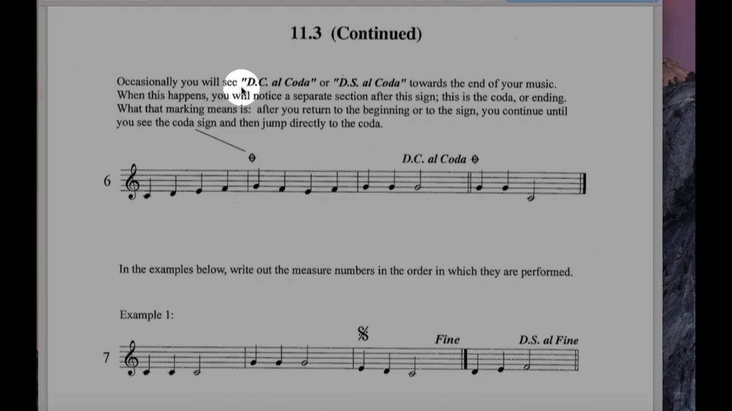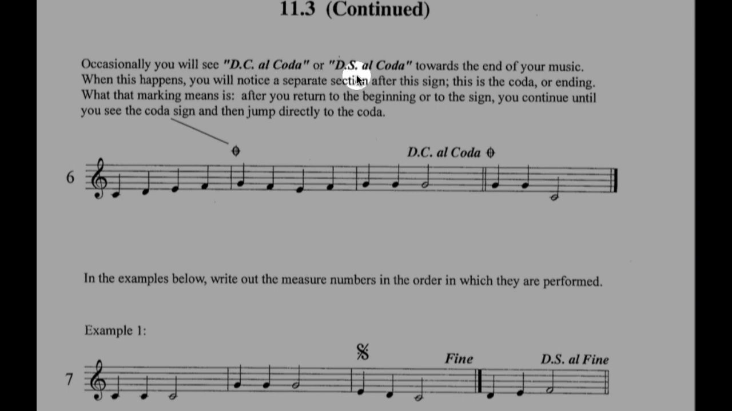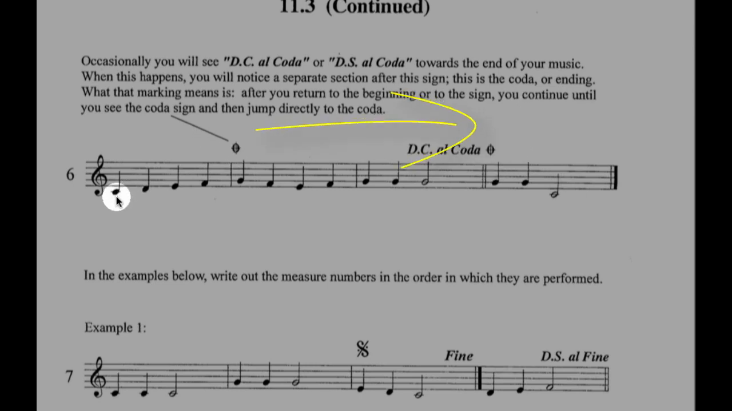Lastly, occasionally you will see DC al coda or DS al coda towards the end of the song. When this happens, you will notice a separate section after the coda sign. This is the coda or the ending of the song. What that marking means is, after you return to the beginning, when you see the coda sign, you skip to the next coda sign. So sing this with me.